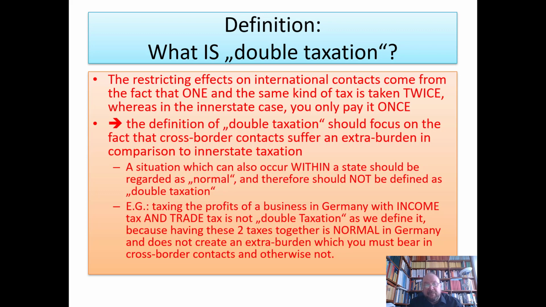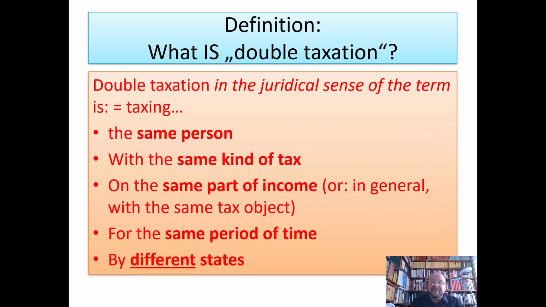So that's normal. But in a cross-border situation, when you have to pay German income tax and the foreign income tax on top, then this taxing you twice creates an extra burden, which is not there in the comparable domestic situation. And that has a distorting effect on investments. That is what people want to avoid and what needs to be avoided. So normal taxation which happens twice is okay. Only if the cross-border taxation which happens twice creates an extra burden, then it must be fought, and that is what people in the field of international taxation understand by the term double taxation.